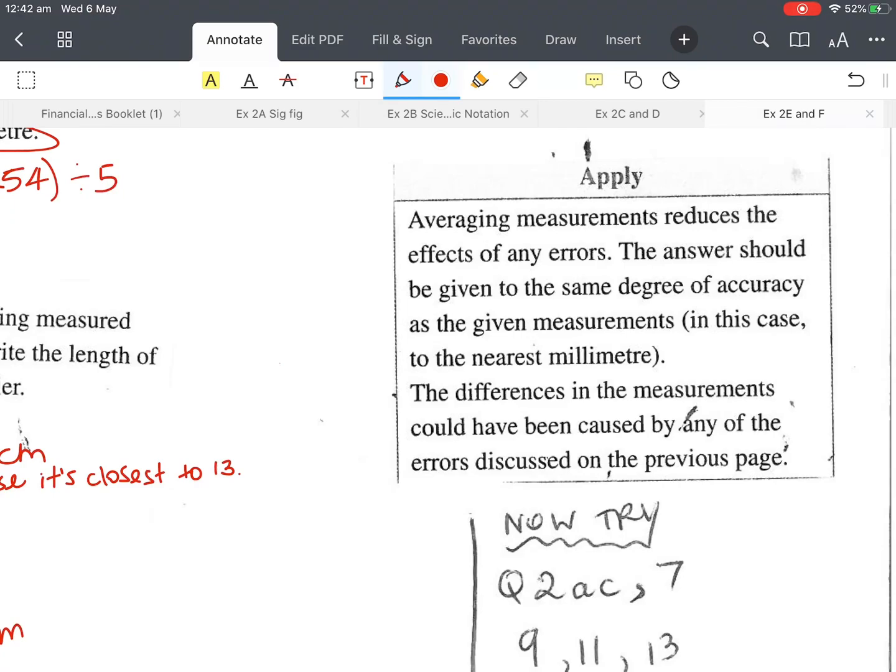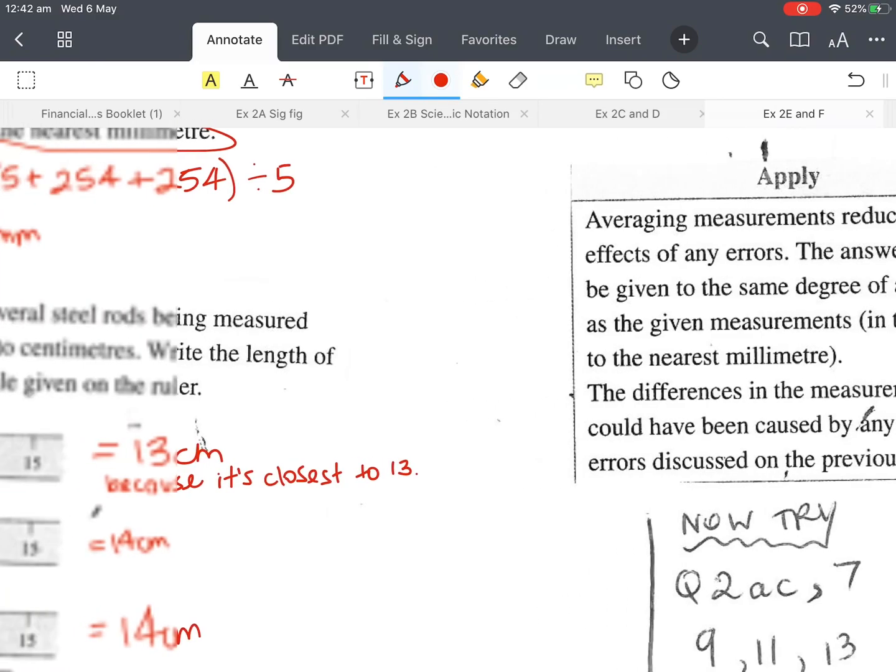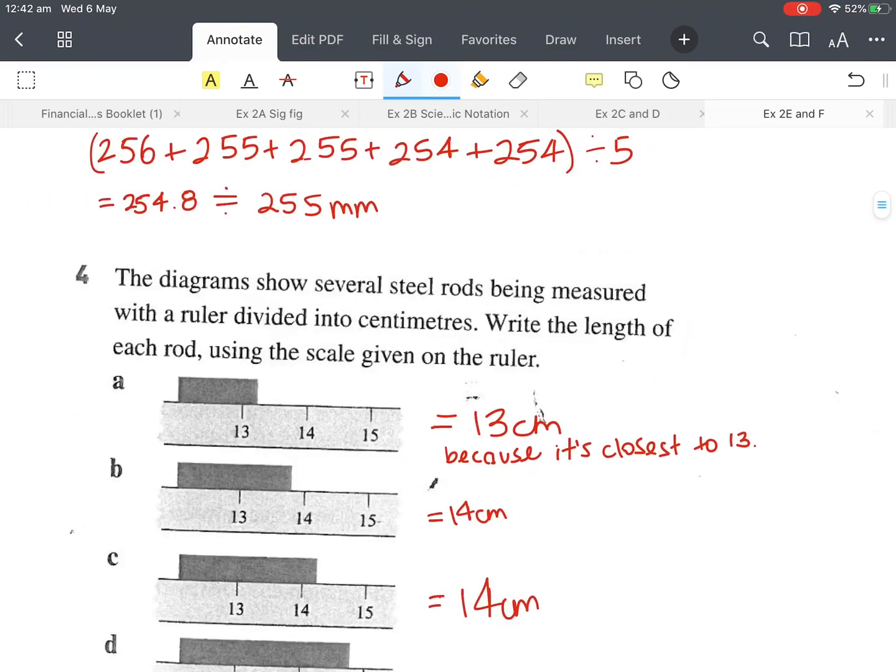Yep, okay, averaging the differences in the measurements could have been caused by any of the errors discussed previously. All right, let's have a look at this one. Here's the ruler I was talking about. This one's one of those old rulers that only has markings on the centimetres, nothing in between.